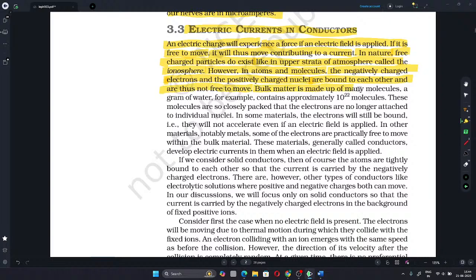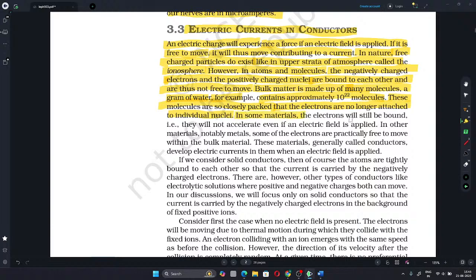Bulk matter is made up of many molecules. A gram of water, for example, contains approximately 10 power 22 molecules. These molecules are so closely packed that electrons are no longer attached to individual nuclei.